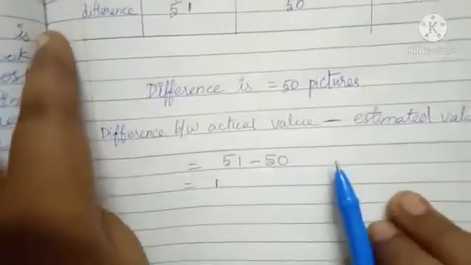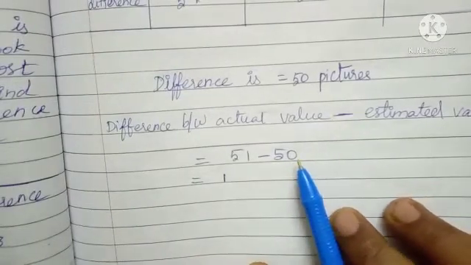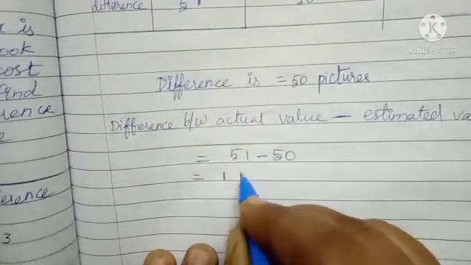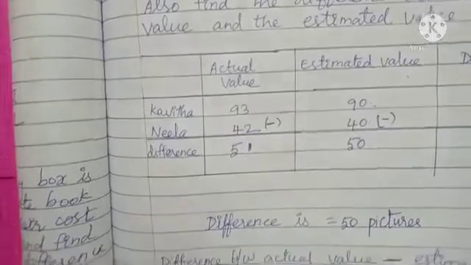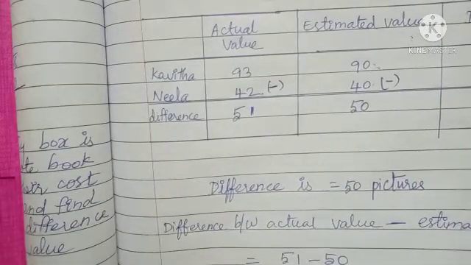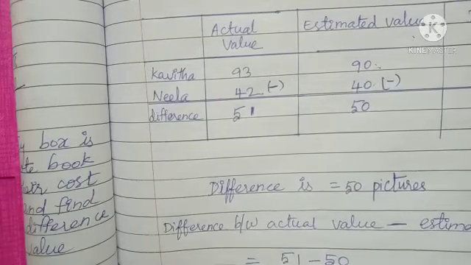The actual value is 51. The estimated value is 50. So what is the difference? Only one picture. So 51 is the actual value and the estimated value is 50, so here you get the value 1.